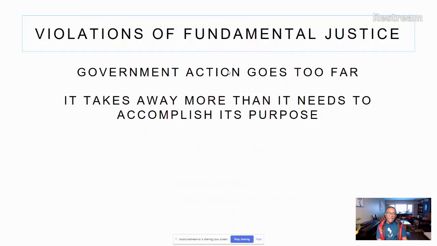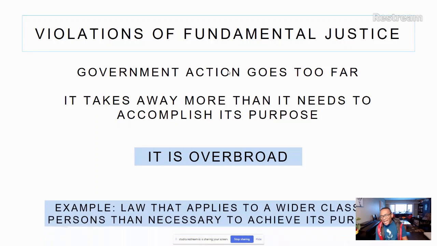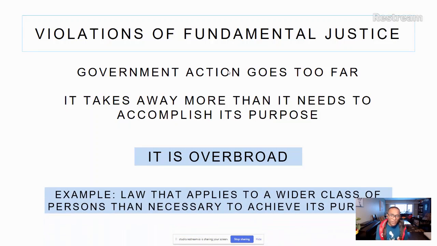and the courts determine that they can dial it back, they can still accomplish the objectives of the purpose by dialing it back, then the court will strike down that law or action for being a violation of fundamental justice. So in lawyer terms, we say the law is overbroad. An example of when a law can be overbroad is when it applies to a wider class of persons than is necessary to achieve its purpose.